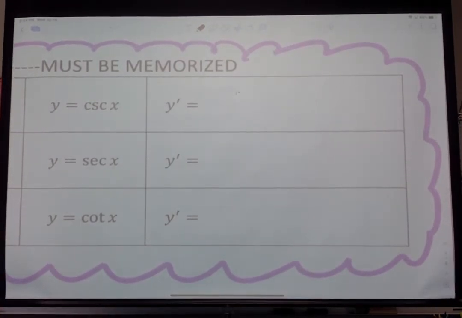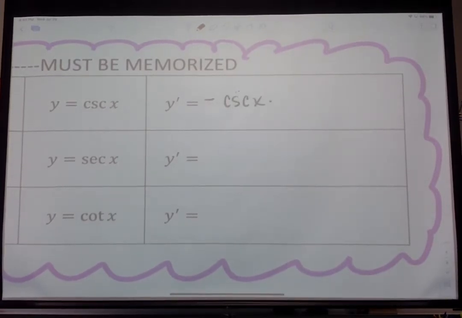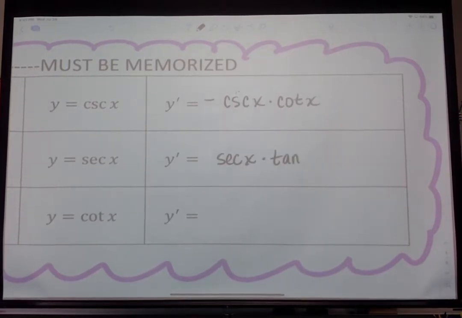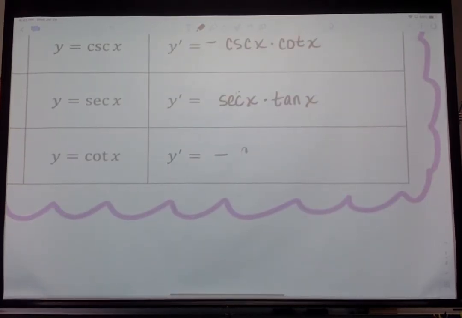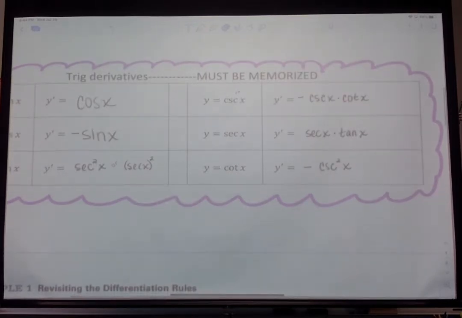The derivative of cosecant is negative cosecant times cotangent. The derivative of secant is secant times tangent. And the derivative of cotangent is negative cosecant squared. Okay, make sure you've got those copied down correctly before we move on to the examples on the back.